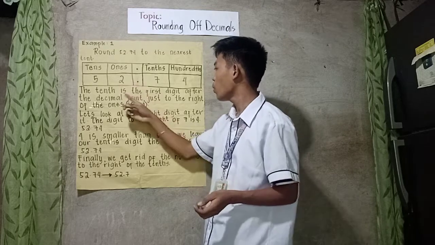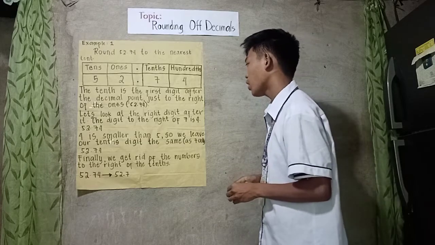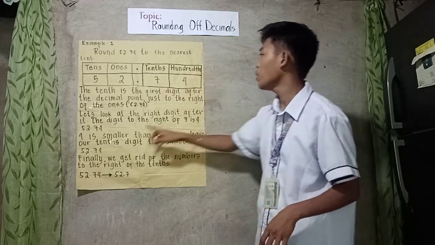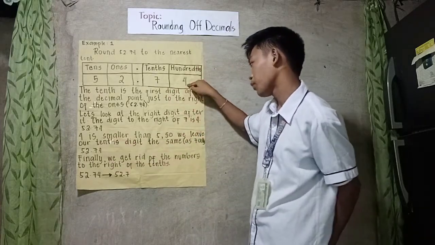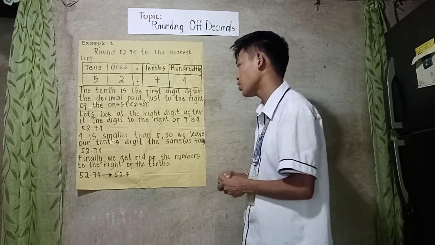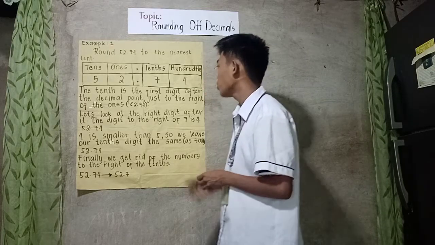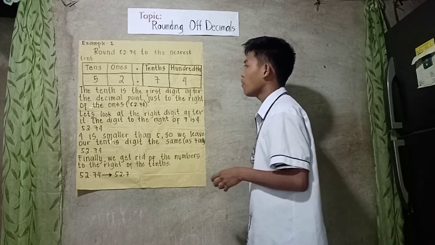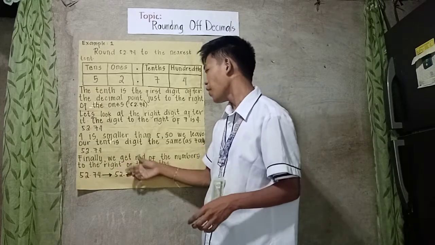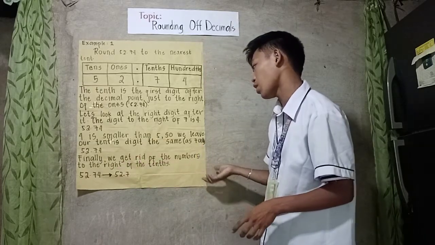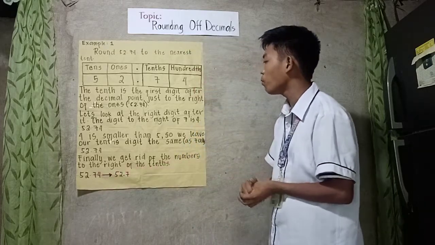We have here 52.74. Let's look at the digit right after it. The digit to the right of 7 is 4. As you can see here, 4 is smaller than 5, so we leave our tenths digit the same as 7. So our answer here would be 52.74. There's no change because you just have to keep the numbers as they are if the digit is smaller than 5. Finally, we get rid of the numbers to the right of the tenths, so 52.74 will become 52.7.